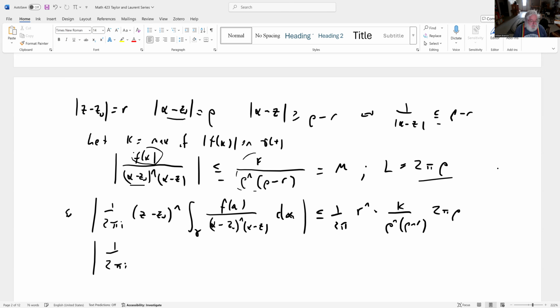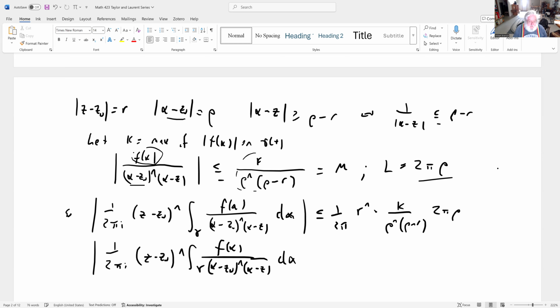So our remainder term in modulus, I should have just done dittos for this so I didn't have to write it out again. The 2 pi's cancel out. We have a k, which is our maximum of the function, times rho over rho minus r. And then we have r over rho, quantity to the n. There we go.